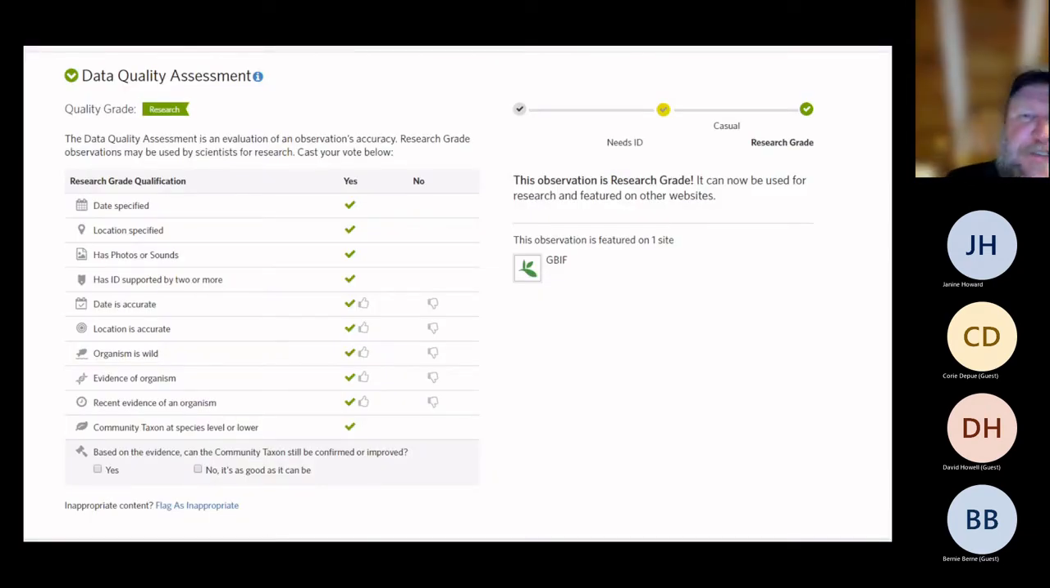They have a data quality assessment, and they have this for each one. You don't have to read this, but it's there if you ever want to look at it, or if you're a researcher trying to find out if this is a good piece or not, or if you're just interested in where some things are. You can also check this to see the quality grade assessment. Again, is the date specified? Yes. The location? Yes. There's a photo. The ID is supported by 2 or more people. The date is accurate. The location is accurate.